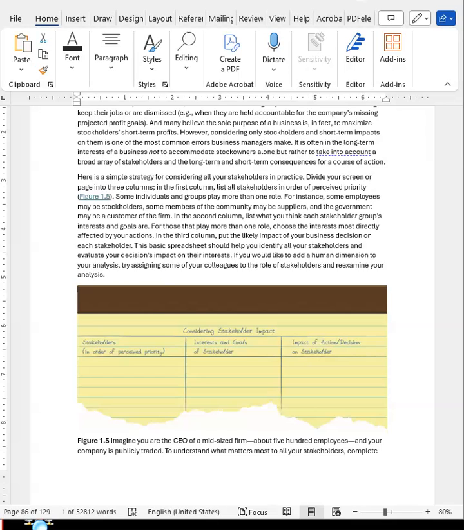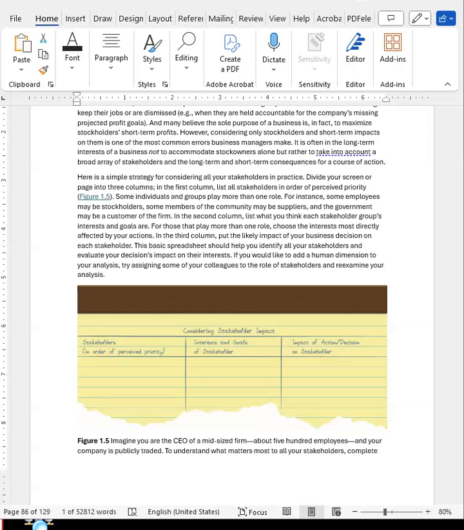In the second column, list what you think each stakeholder group's interests and goals are. For those that play more than one role, choose the interests most directly affected by your actions. In the third column, put the likely impact of your business decision on each stakeholder. This basic spreadsheet should help you identify all your stakeholders and evaluate your decision's impact on their interests. If you would like to add a human dimension to your analysis, try assigning some of your colleagues to the role of stakeholders and re-examine your analysis.